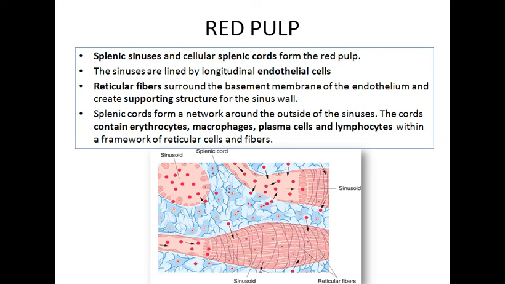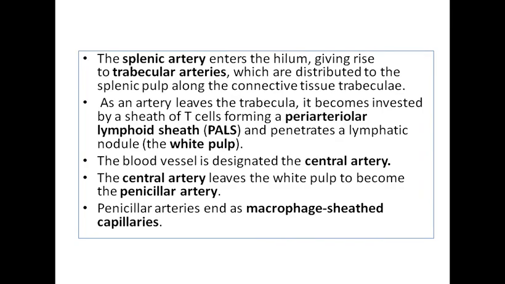So the splenic cords, they form the network around the outside of the sinuses. ये हमारे पास splenic cords हैं, ये sinuses हैं, ये हमारे पास splenic cords हैं. splenic cords में हमारे पास होंगे erythrocytes, macrophages, plasma cells, lymphocytes. मीन्स हमारे ब्लड में जो जो डिफरेंट सेल टाइप्स होते हैं वो सारे हमारे पास स्प्लेनिक कॉर्ड्स में होंगे, राइट? सो द स्ट्रक्चरल फ्रेमवर्क ऑफ रेटिकुलर फाइबर्स वो हमें स्प्लेनिक कॉर्ड्स एंड साइनोसाइड्स दोनों में मिलेगा. ठीक है. सो द रेड पल्प is related to the blood content, the white pulp is related to the lymphoid content. This is important. ठीक है.